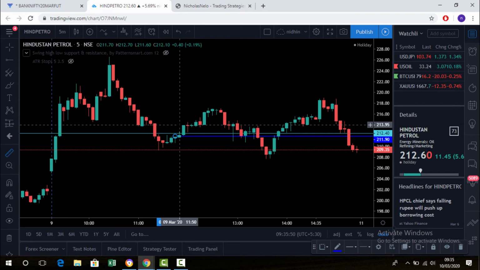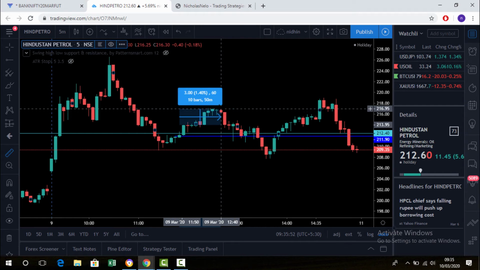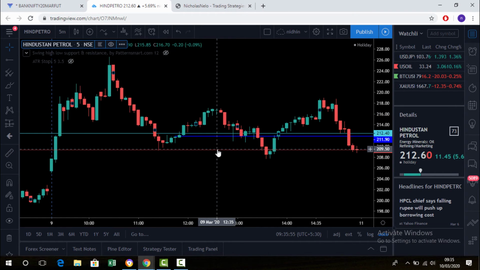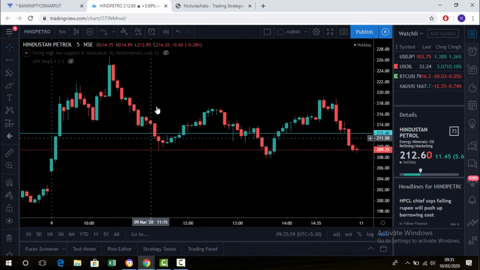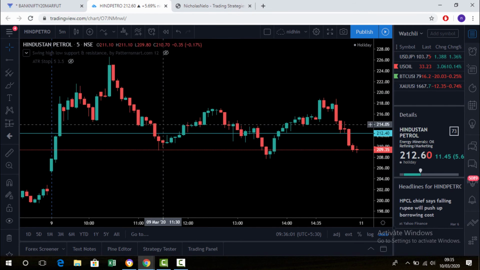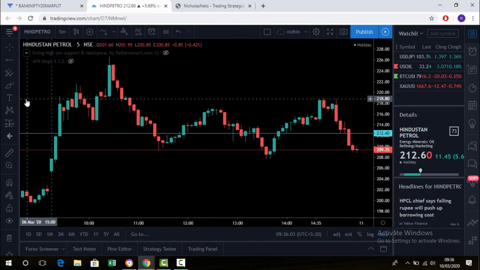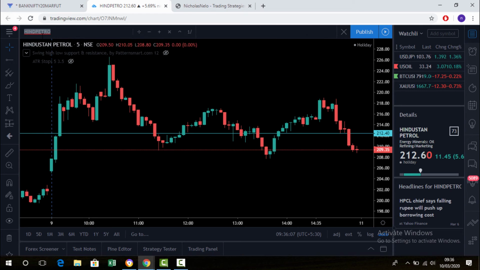From here also it's moving more than 1%. Okay, so maximum 2 trades done per one stock. Okay, don't trade more. Another stock, IOC, opening time is market is good, that's why.